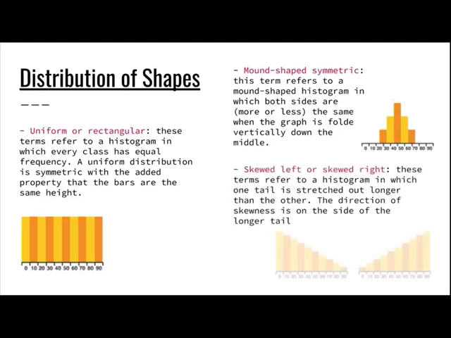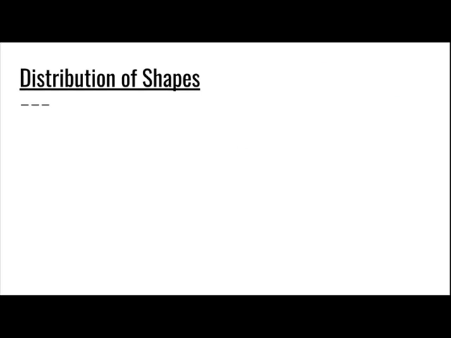Then we have skewed left or skewed right. This is where our data kind of falls down, almost like you're sliding down a slide, or you're pulling the data to the left or the right. For skewed left, the data is going to be pulling down to the left, like if you were to ride a slide, you'd be sliding down to the left. And same for skewed right. If you were to climb up one of these and slide down it, if you slid to the right, the data would be skewed to the right.